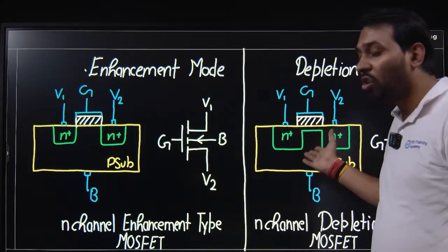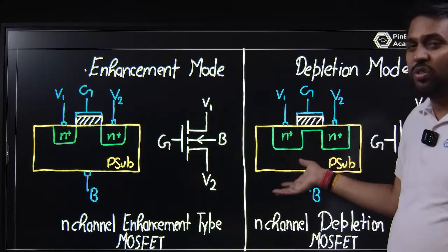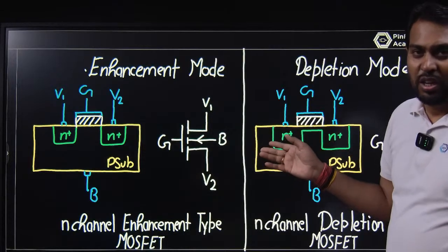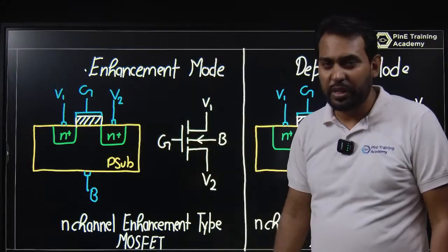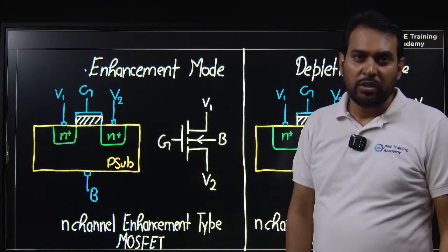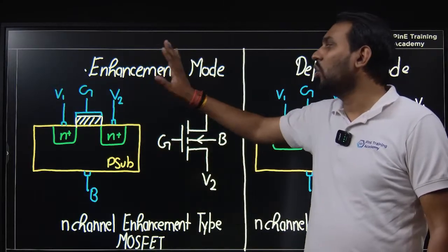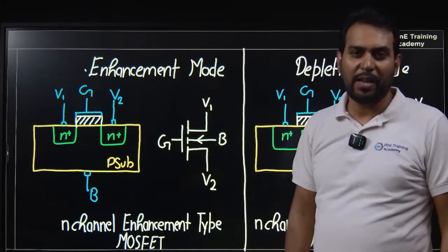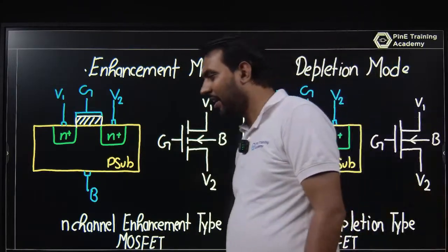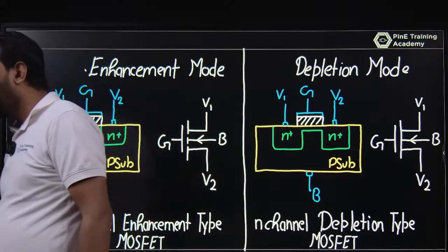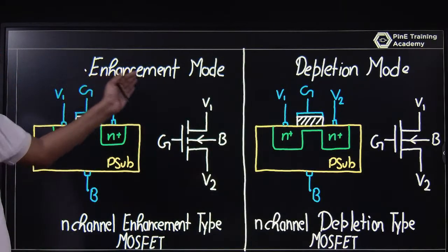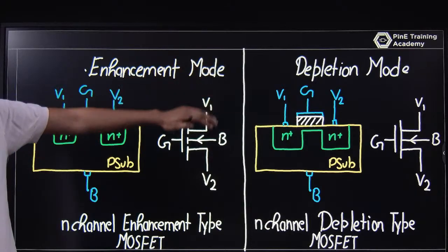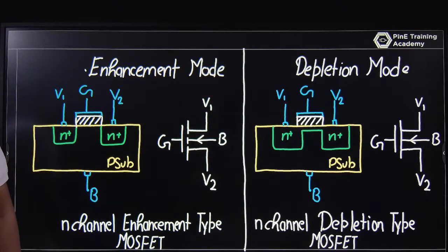Here that channel is already present. If you have VGS equal to 0, the current is flowing. But in the enhancement type, at VGS equal to 0, this MOSFET behaves like a switch off. There is no current. So 99% we will use the enhancement type MOSFET. In your journey in analog circuit design, you will face only this MOSFET. You will never face the depletion mode MOSFET.